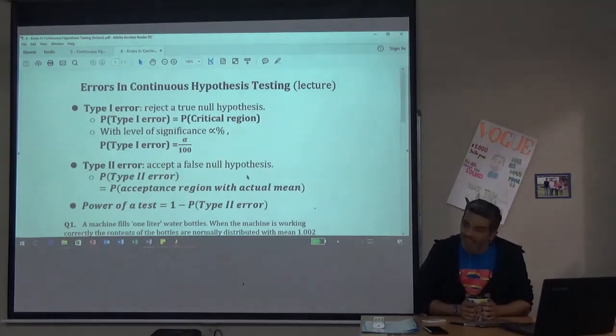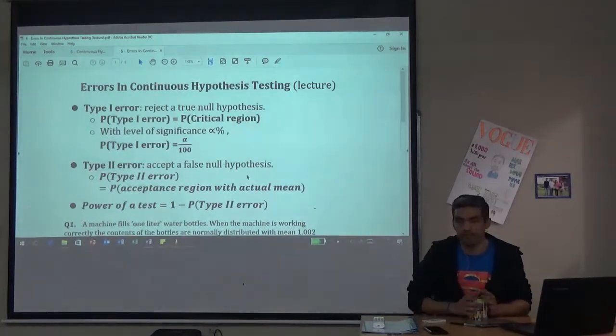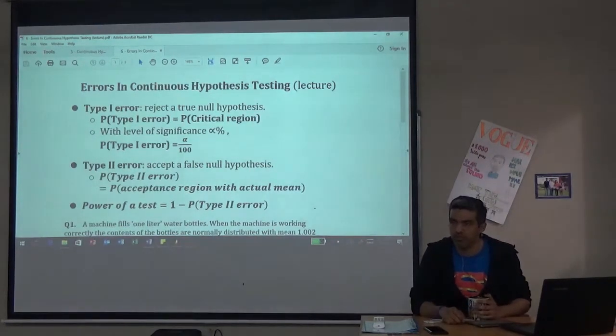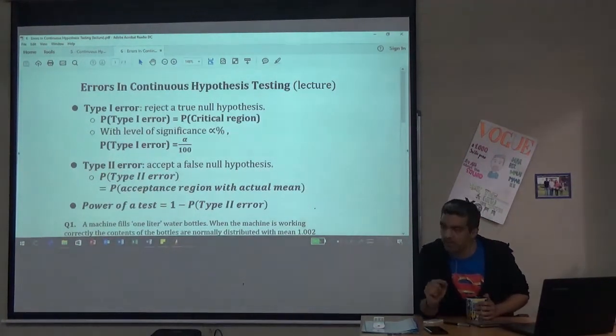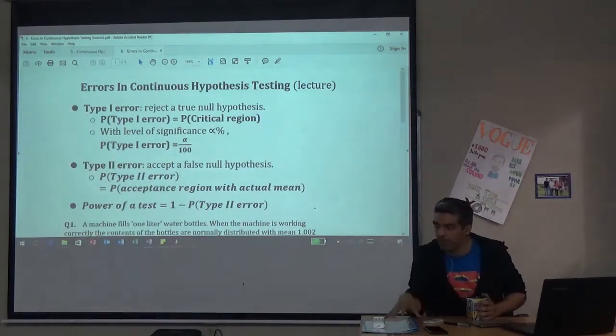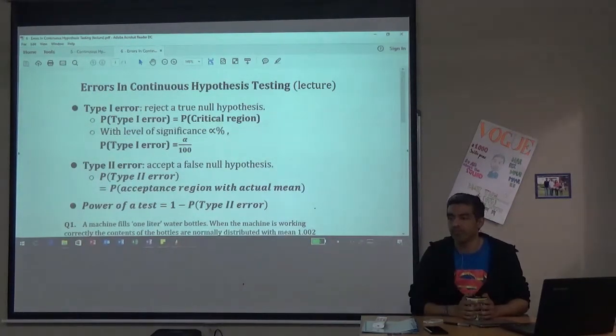But for type 2 error, we need to know something more. We need to know what is the actual mean. See, you're saying, I accepted a false null hypothesis. Okay, you ended up accepting a false null hypothesis, so the null hypothesis value is not correct. Until you know what is the actual value, you cannot ascertain the probability of type 2 error. So the probability of type 2 error calculation is based on the probability of the acceptance region, no doubt, but not based on the wrong hypothesis, based on the actual value of the mean.